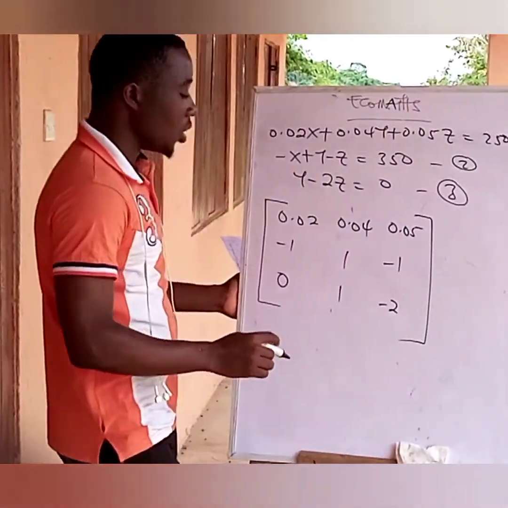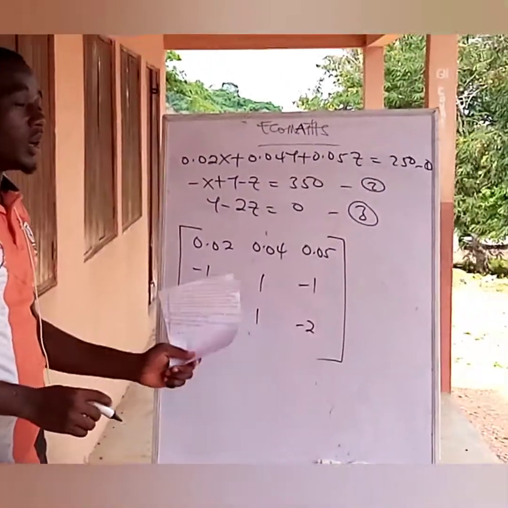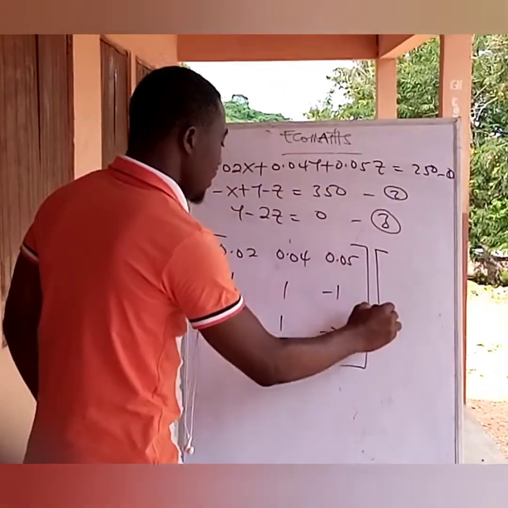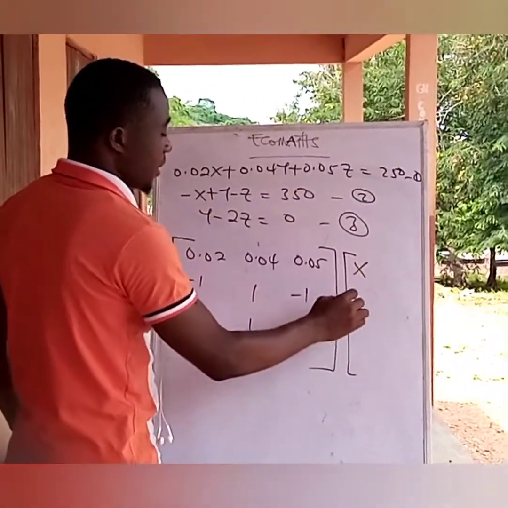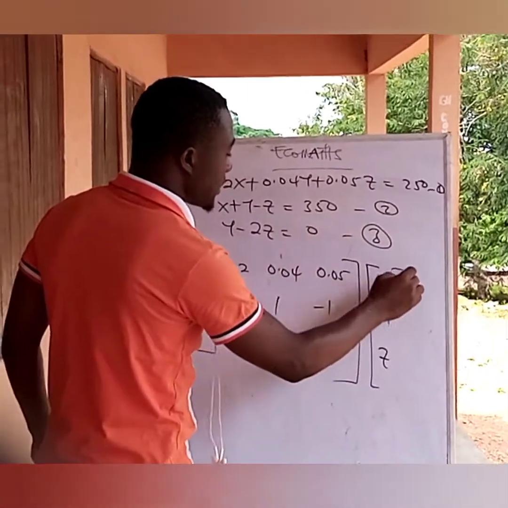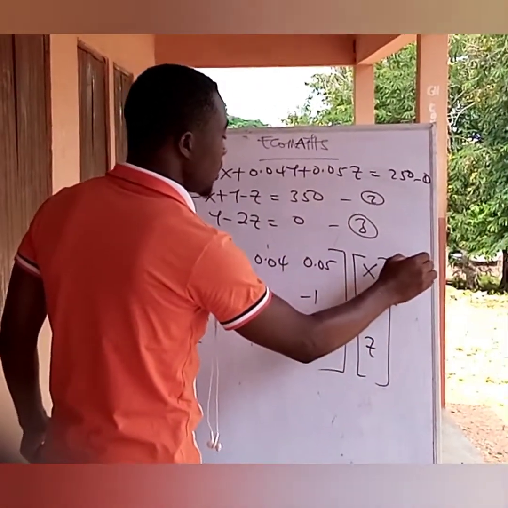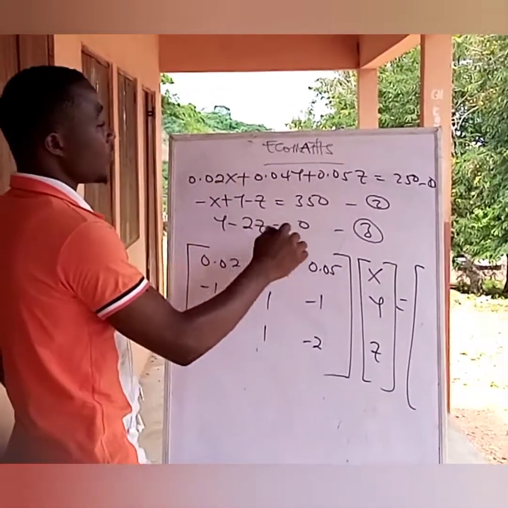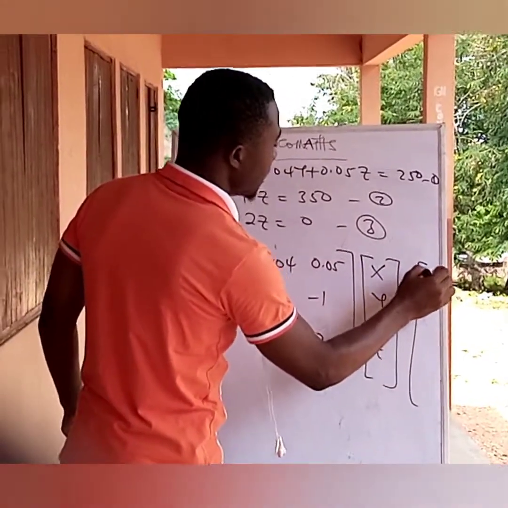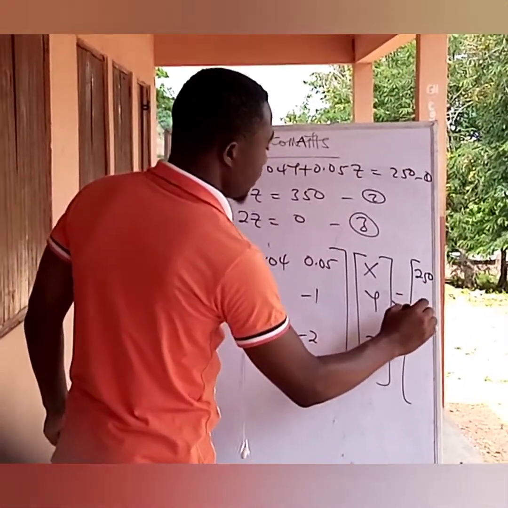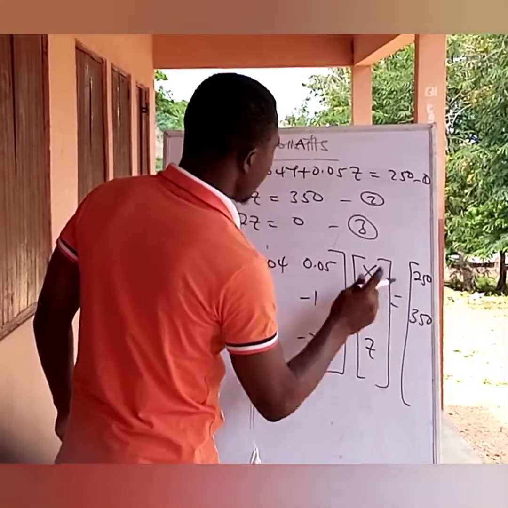Then you form your equation, and this is what we call the coefficient matrix, and you have the column vector of the variables that you are dealing with equal to the right hand side. You write all the constants in that order. You have 250, you have 350, and you have 0.